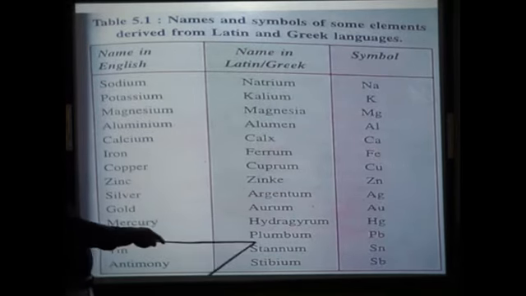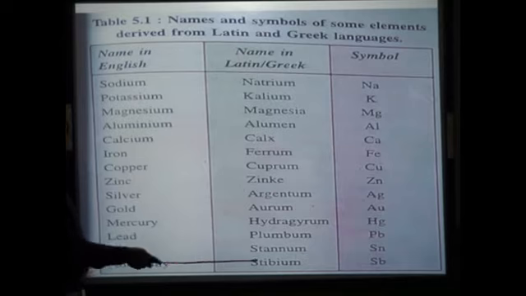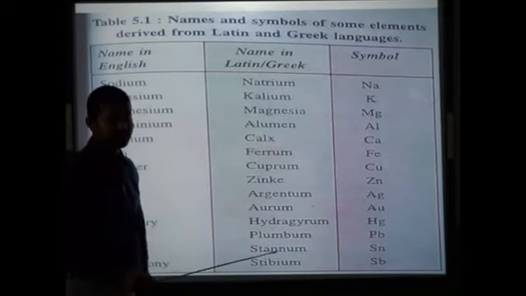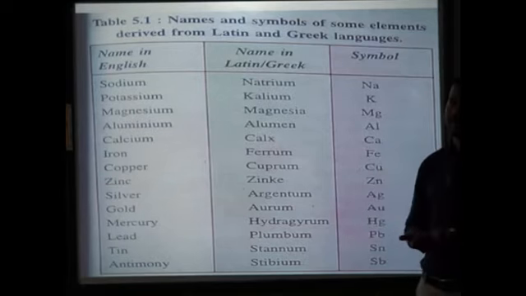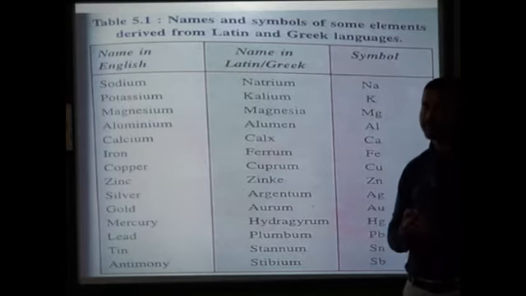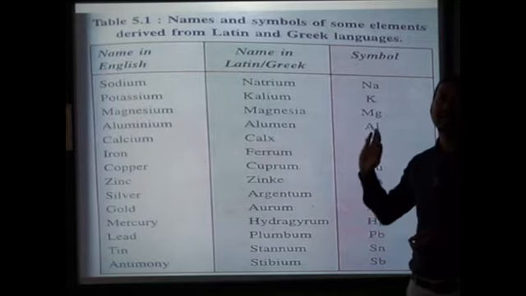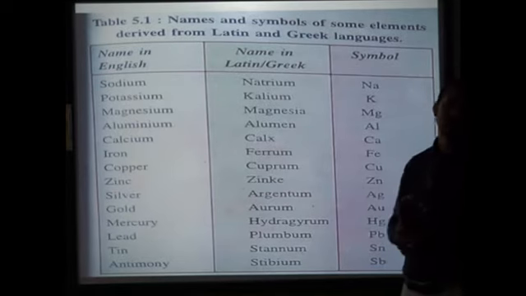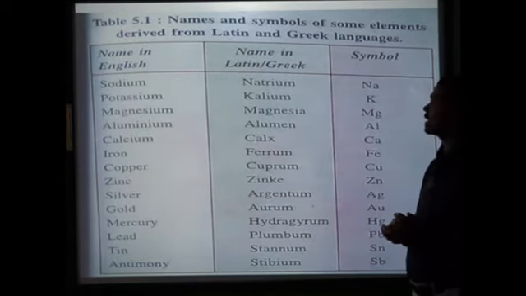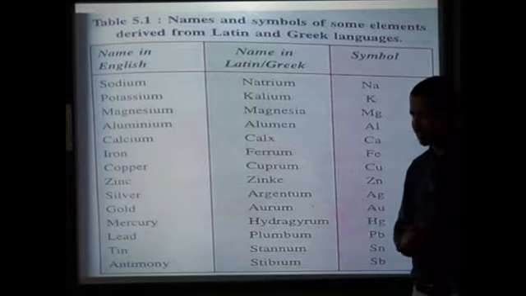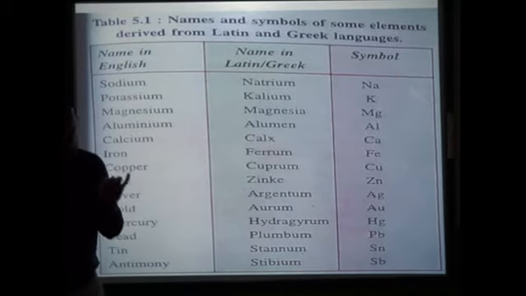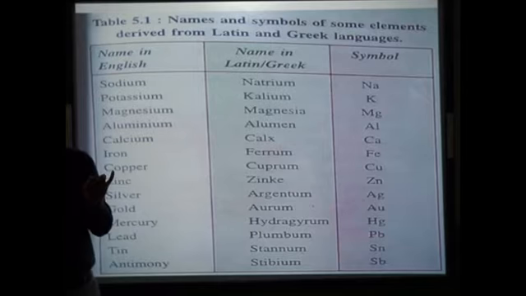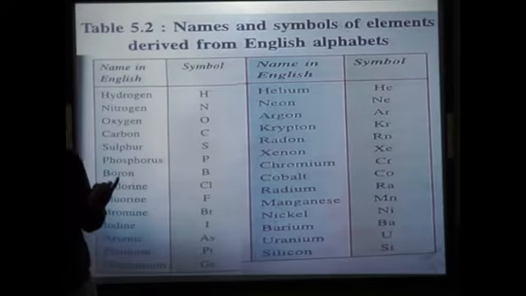Then tin, Sn, antimony, stibium, Sb. So you must be thinking, okay, their names are different and symbols are different. If you think like that, then you can be sure that this is because the symbols are from their Latin or Greek names. Okay, then those elements whose symbols are derived from their English names are as follows.